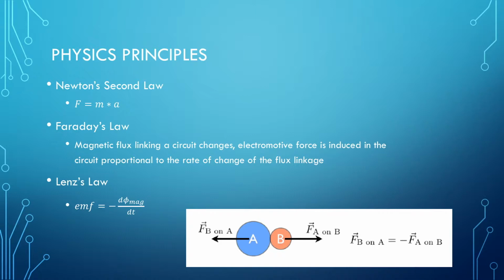Another law was Lenz's law, which is EMF equals the negative change in flux magnitude over change in time. And the last physics principle used was Newton's third law, which is just F_B on A equals negative F_A on B, so there's an equal and opposite reaction for a force.